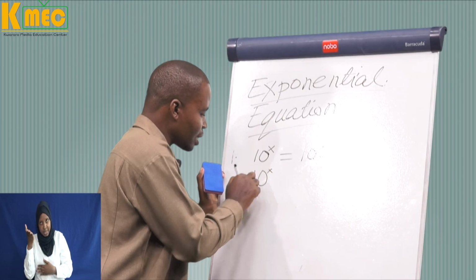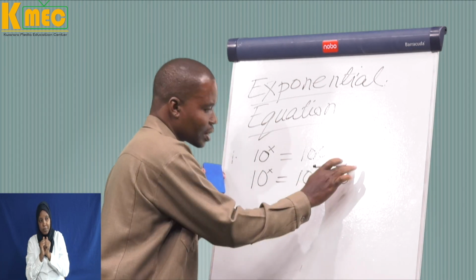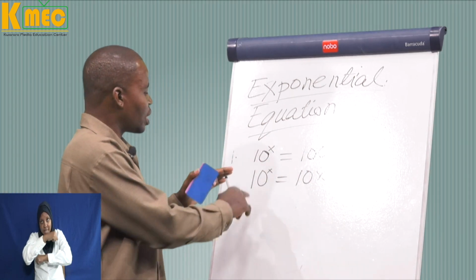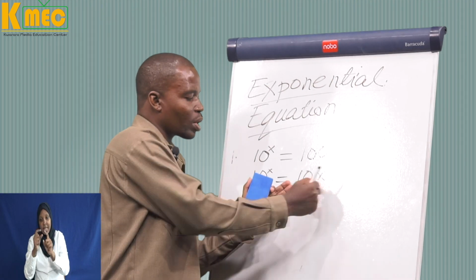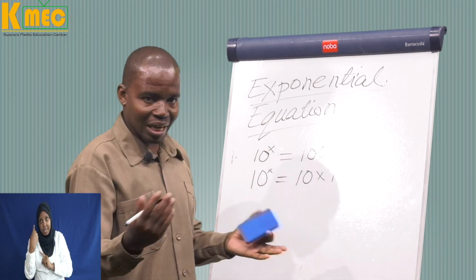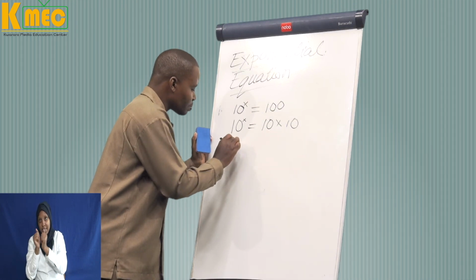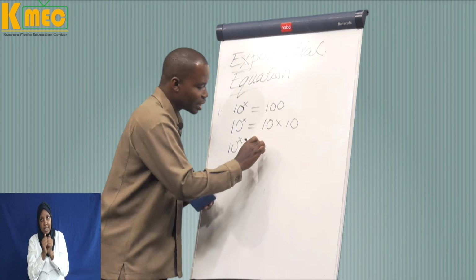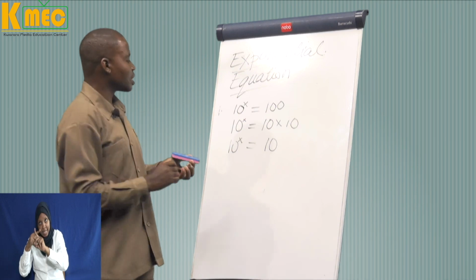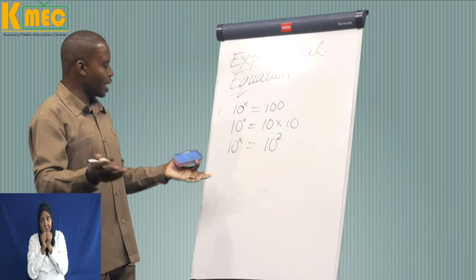10 exponent x is equal to 10 times 10. So 10 times 10 is what? Very good. It is 100. So 10 exponent x is equal to, we change 100 into 10 times 10. Very good. So we continue. 10 exponent x is equal to 10 exponent. What is the exponent of this? Good. 10 exponent 2. It is 10 exponent 2.